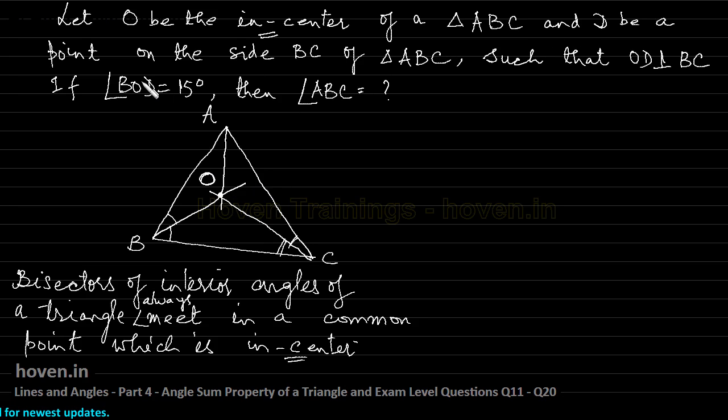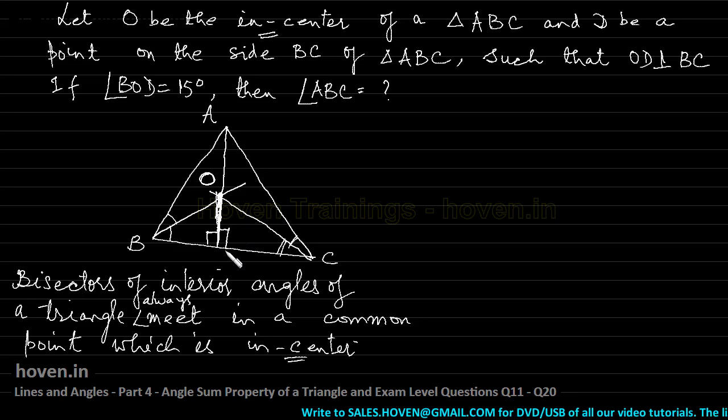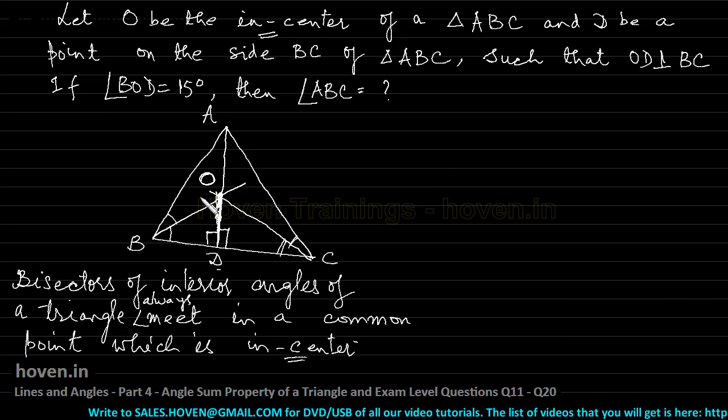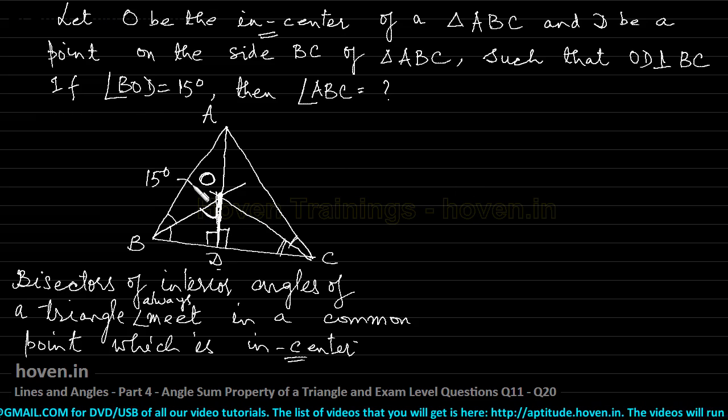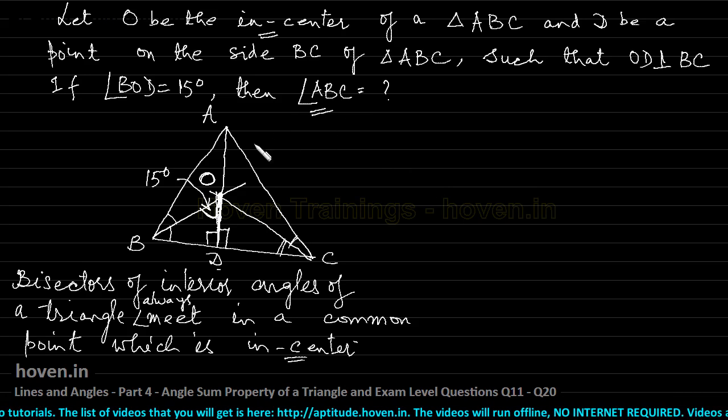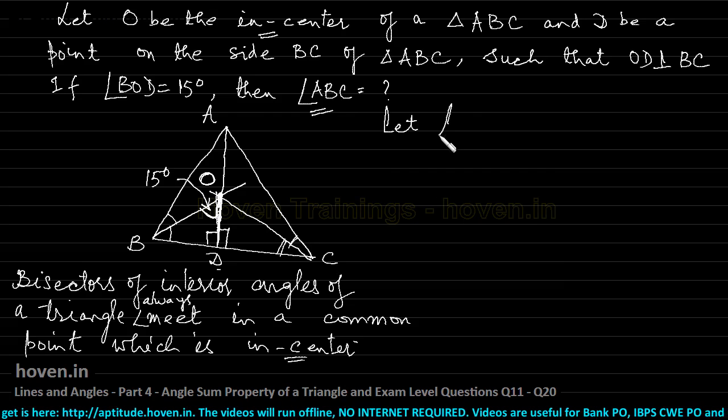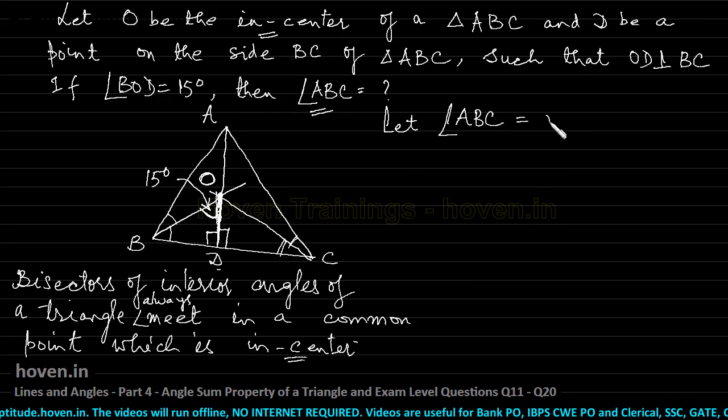And D be a point on the side BC of triangle ABC such that OD is perpendicular to BC. Basically, I have to draw a perpendicular on this side. So this angle is 90 and this angle is 90 and this point is D. If angle BOD is 15 degrees, this is given, so I'll mark an arc here so that you know. Then what is angle ABC? This entire angle. Let angle ABC be labeled as X degrees.